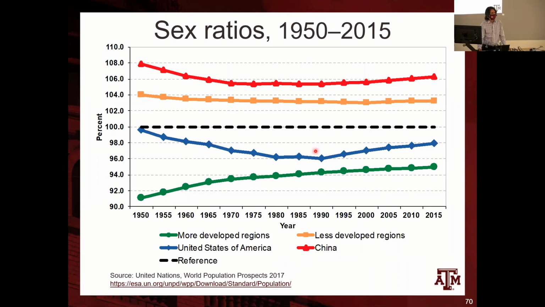Below 100, we have more women. Above 100, we have more men, right? Men divided by women multiplied by 100. What we see in more developed regions, in more developed countries, and in the US, is you have more women than men. And then this differential has been declining, so it's getting closer to 100 again. In more developed regions, more women than men, but now we are getting to a society where we have more similar numbers of men and women in more developed regions.